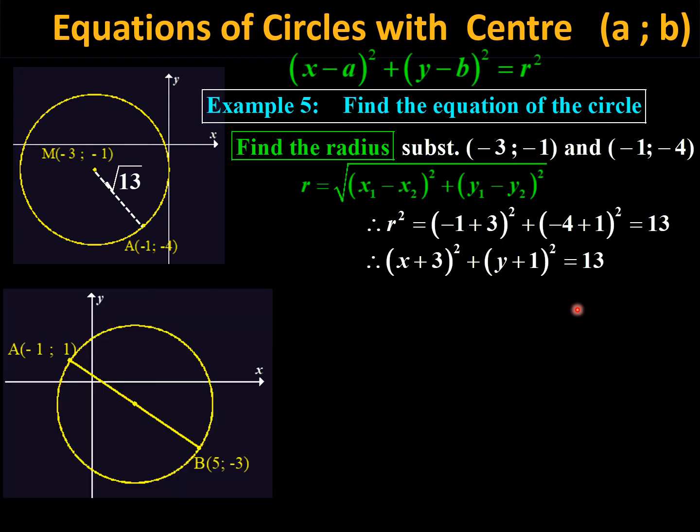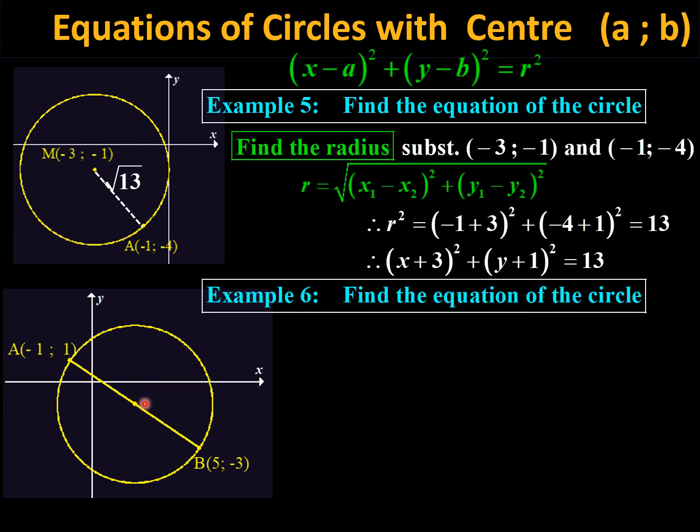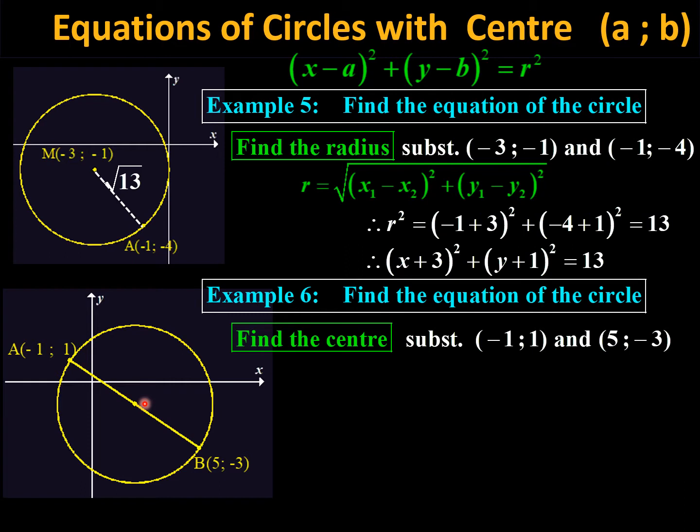Let's look at another one. Let's see what we have here. This formula requires a center and a radius length. You can see there's no radius length, so we'll have to find the radius. We also don't have the center. Now, the center is actually the midpoint of the diameter as well. So first of all, we have to find the midpoint, because we need to find the center.